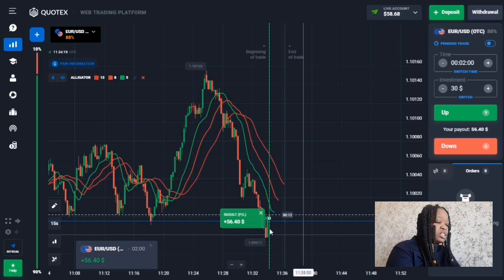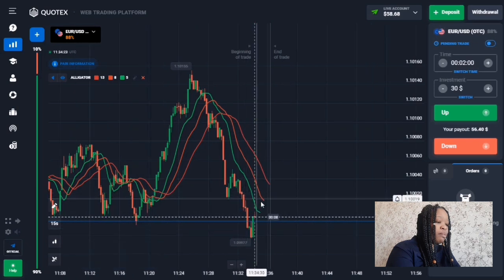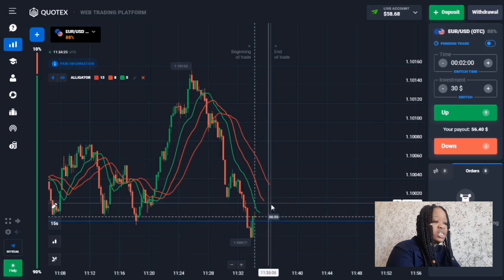So analyzing the situation, the price has trended down and it has brought me my profit. So this time was enough here, so let me continue trading.